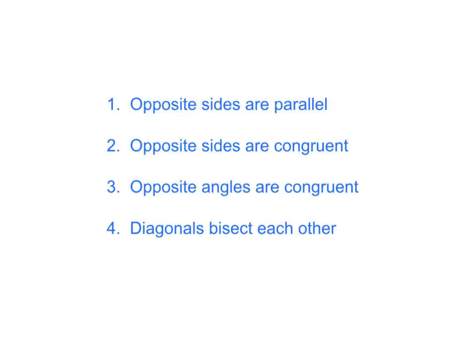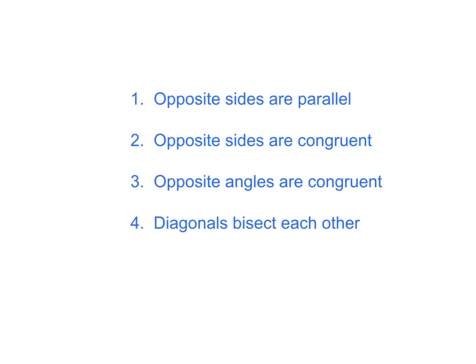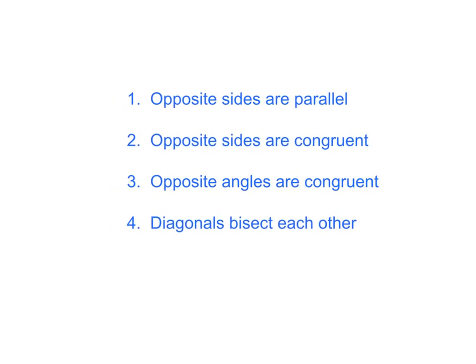Let's review what we know about parallelograms. Opposite sides are parallel. Opposite sides are congruent. Opposite angles are congruent. And the diagonals bisect each other. Those are the high points of what we need to know for this lesson.